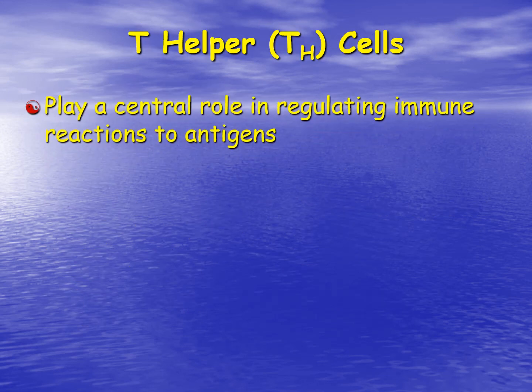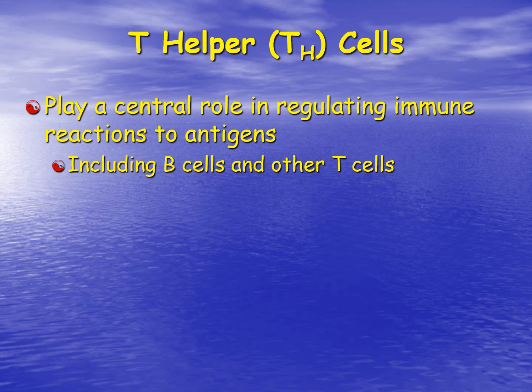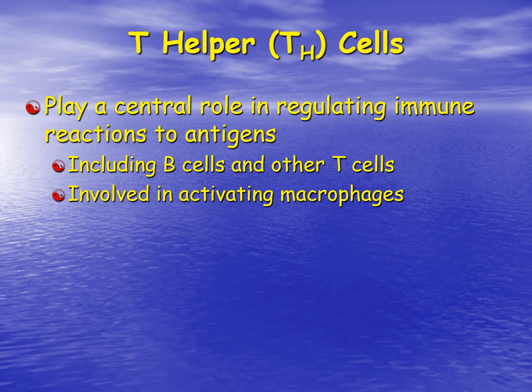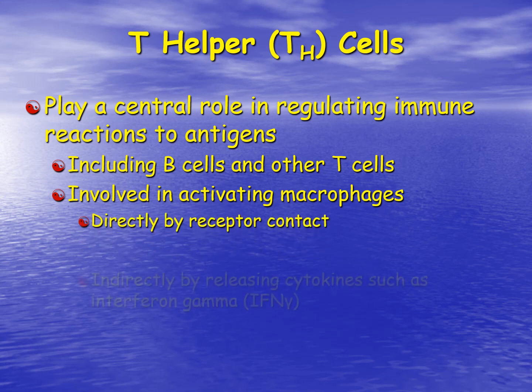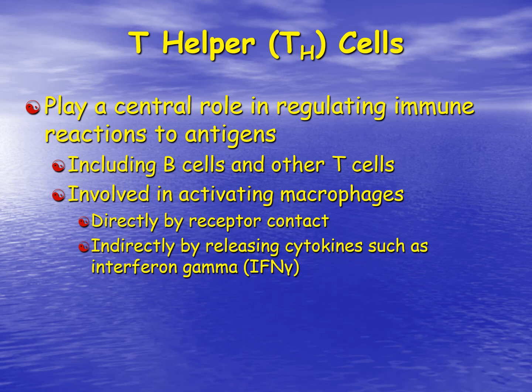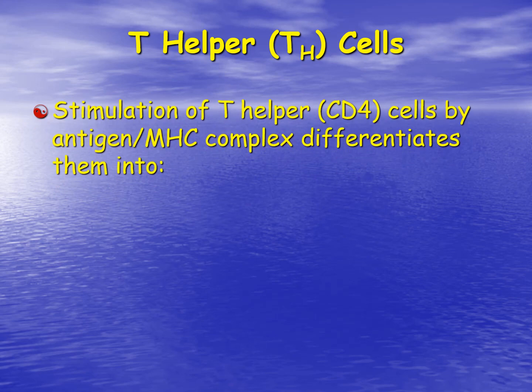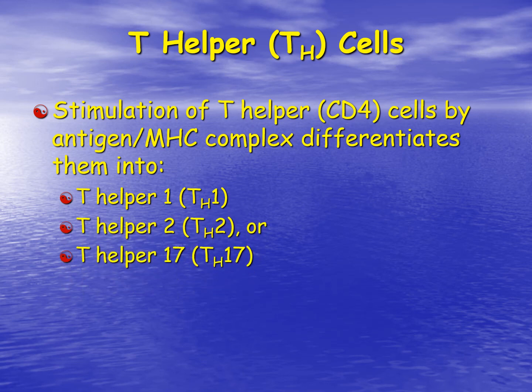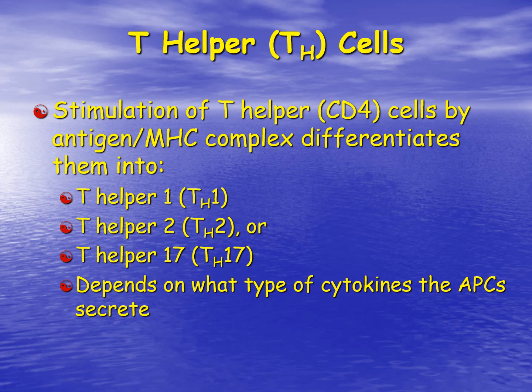So let's look a little closer at the T helper cell. I said these were the generals of the immune response, and they literally play a central role in regulating the immune response to antigens. This will include activating B lymphocytes and other T cells. They are involved in activating other macrophages, either directly by receptor contact or indirectly by releasing cytokines such as gamma interferon. Stimulation of these T helper cells that contain the CD4 receptor by the antigen major histocompatibility complex 2 differentiates them into, again, the T helper 1s, T helper 2s, or T helper 17s. Depending on what type of cytokines the APCs actually secrete will determine which one of these the activated T cell will differentiate into.